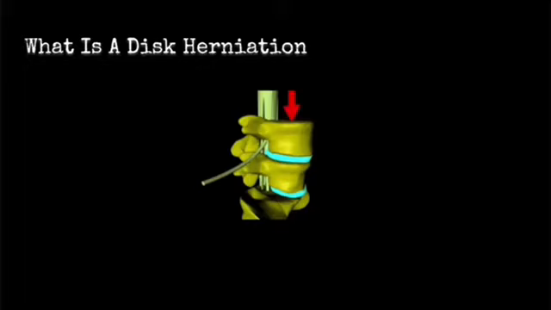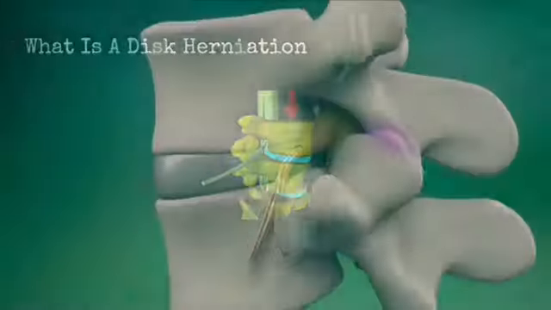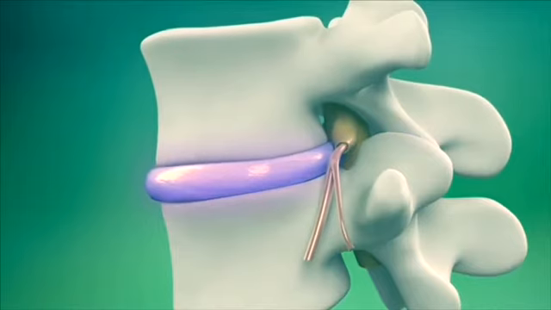Visualizing what happens during a herniated disc. The red arrow represents the pressure that is placed on the vertebrae. You can see that the pressure that is placed on the vertebrae causes the intervertebral disc to squish out or be pushed out.